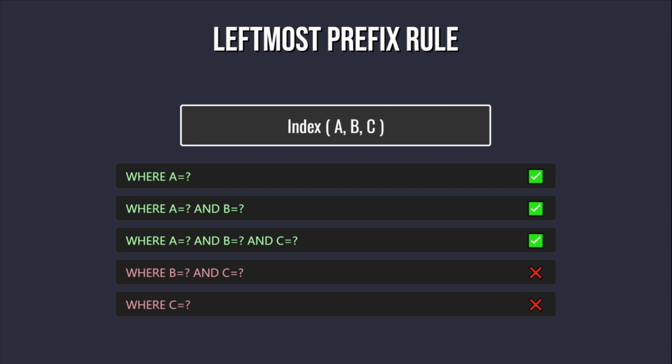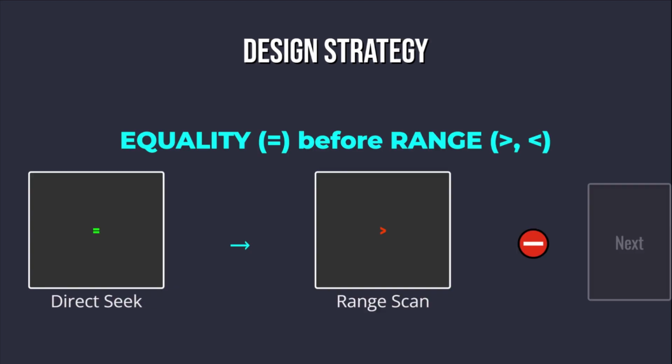If your query only filters on B and C, the index is unusable because the B-tree structure is sorted primarily by A. For example, an index on state, city, street is effective for queries filtering by state or state and city, but not for queries filtering only by city. Understanding this hierarchy is the foundation of effective composite indexing.